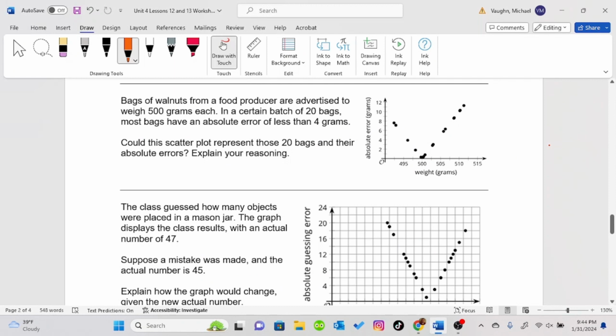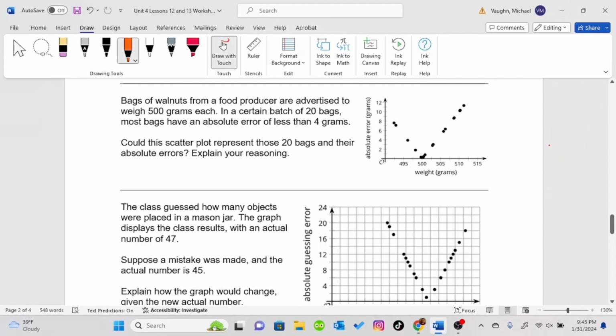Bags of walnuts from a food producer are advertised to weigh 500 grams each. In a certain batch of 20 bags, most bags have an absolute error of less than 4 grams. Could this scatter plot represent those 20 bags and their absolute errors? Explain your reasoning.